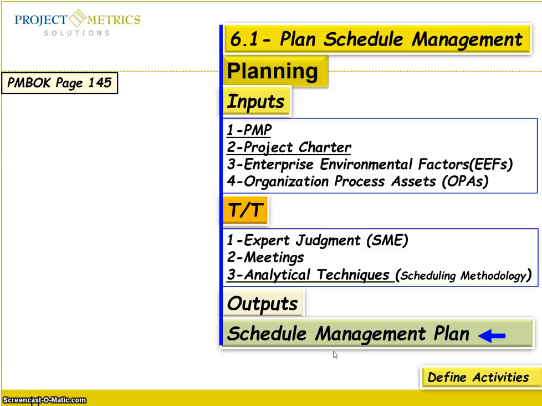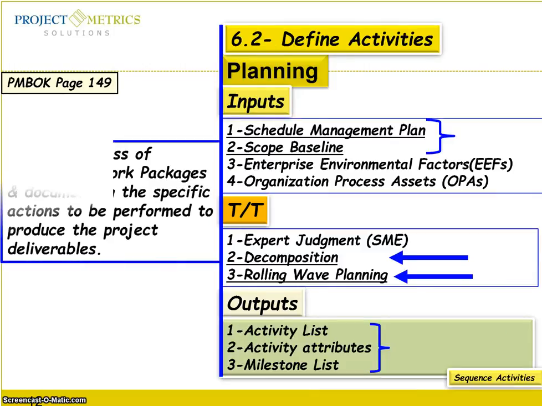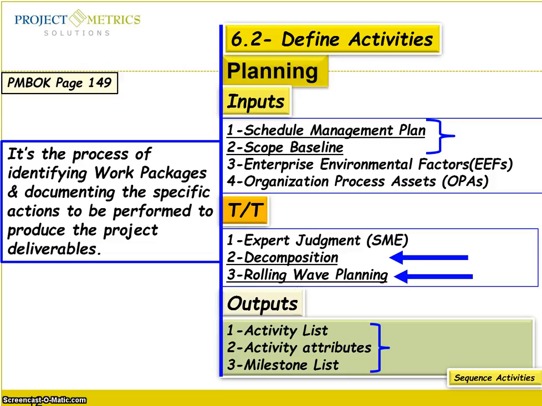Then the next step is define activities. Define activities is the process of identifying work packages and documenting the specific actions to be performed to produce the project deliverables. Here, the inputs are the schedule management plan, scope baseline, and then you are going to use the enterprise environmental factors and organizational process assets.